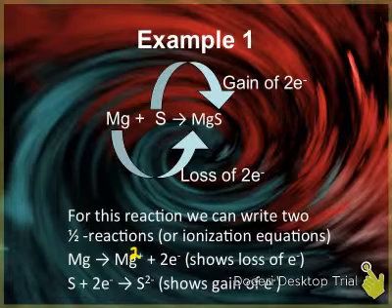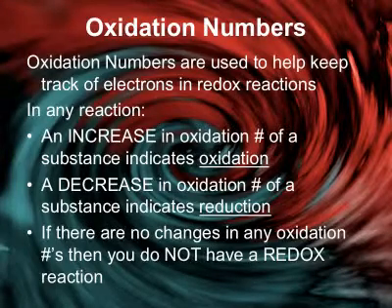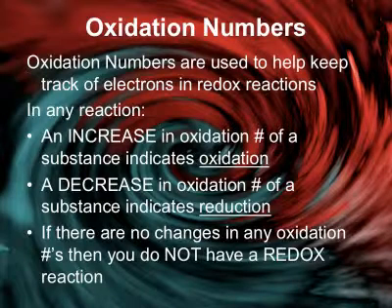So oxidation numbers are used to help keep track of electrons in redox reactions. So in any reaction, an increase in your oxidation number of a substance indicates oxidation. So if our oxidation number is rising, if it is getting bigger in a reaction, then we're going through an oxidation reaction. If your oxidation number is decreasing, getting smaller, again, oxidation number, charge, similar concepts, not the same thing.